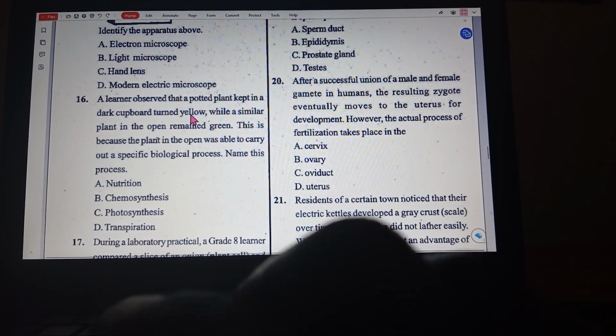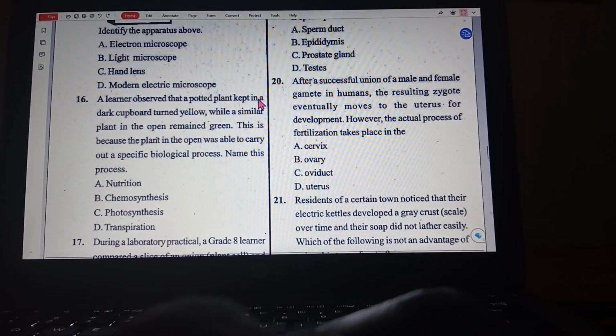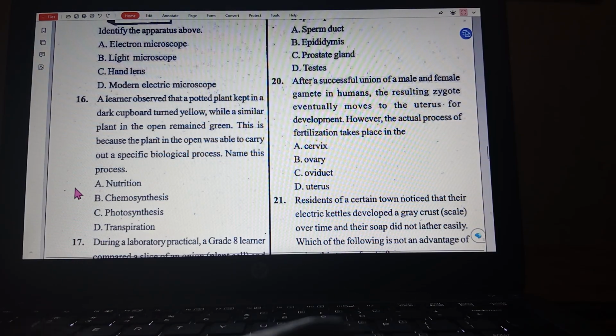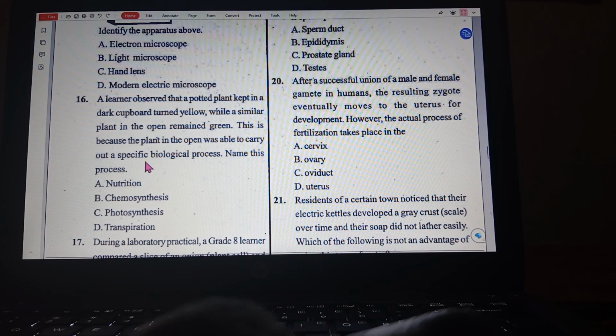Now question 16. Let me repeat. Alan observed that a potted plant kept in a dark cupboard turned yellow, while a similar plant in the open remained green. This is because the plant in the open was able to carry out a specific biological process. Name this process. Now, the plant that was kept in the darkness did not have light to carry out a certain biological process.